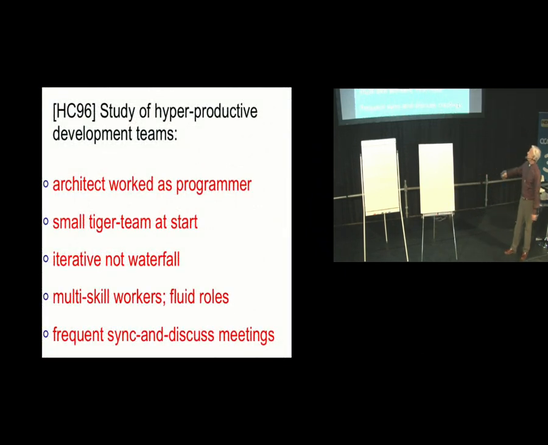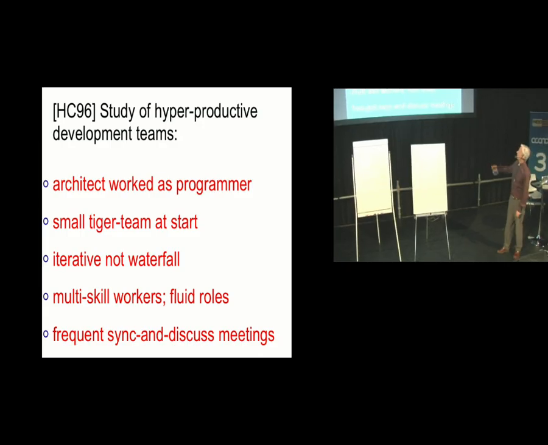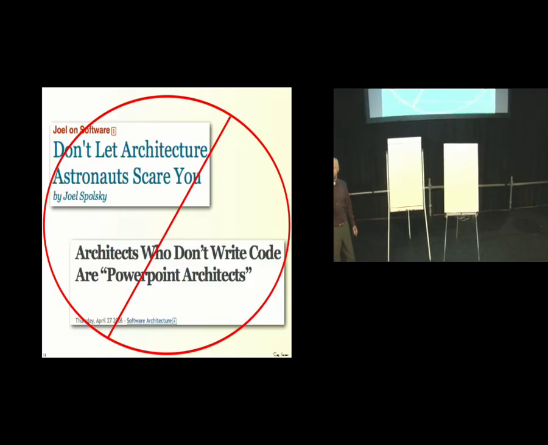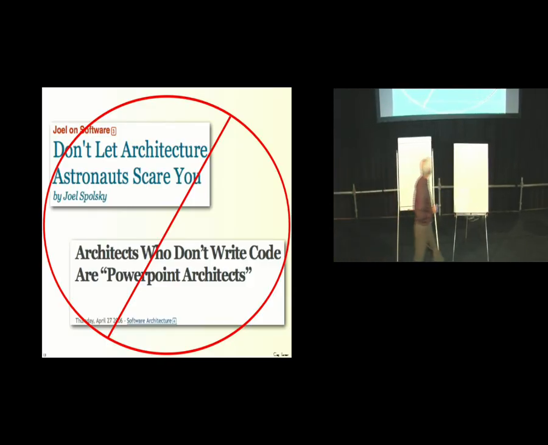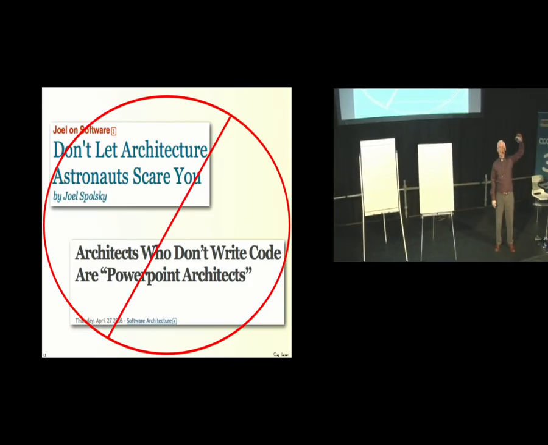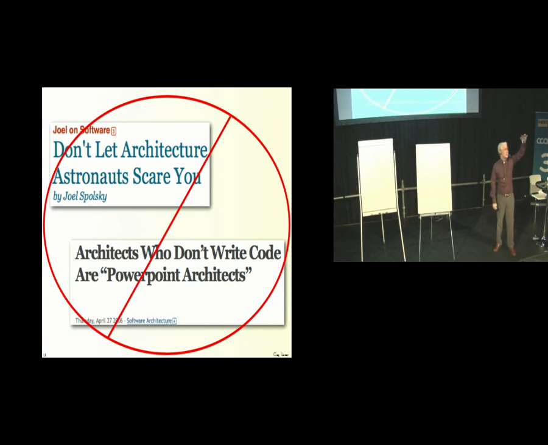Jim Coplien was involved in a study of hyper-productive development teams back in the 1990s, and one of the qualities of these teams was that the architect worked as a programmer. The architect was a master programmer. No PowerPoint architects, that's the key point I want to make here about agile architecting. No architecture astronauts, who are so high in outer space there's no oxygen left, and we can't interact with them because we can't breathe anymore. We're going to look at the big picture. Okay, no problem looking at the big picture, but the reality is the source code.